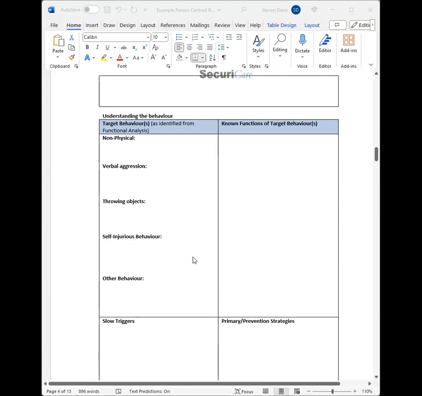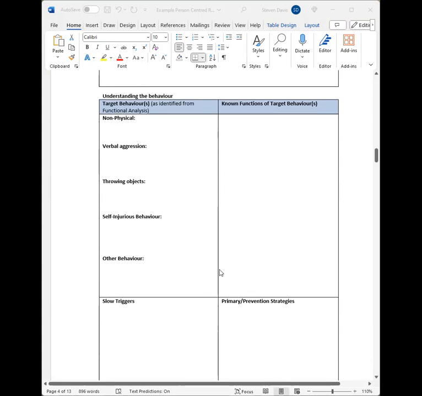So as we move on, we're going to look at understanding the behavior. So understanding the behavior looks at a range of target behaviors, and those target behaviors are just the things that you can see here. So you've got non-physical. So what's happening with them? What can we see that may tell us that they're about to escalate or something's going to happen? Their verbal aggression, what happens verbally? Do they start swearing? Does their voice start to escalate?